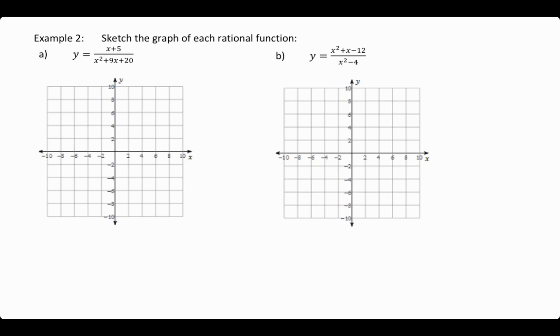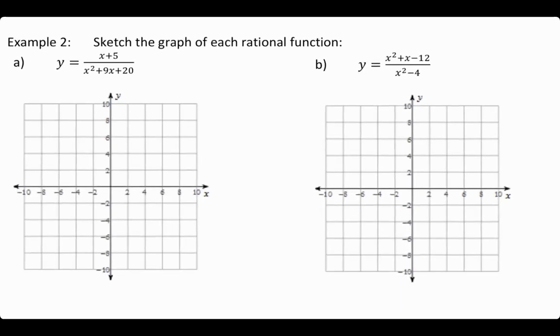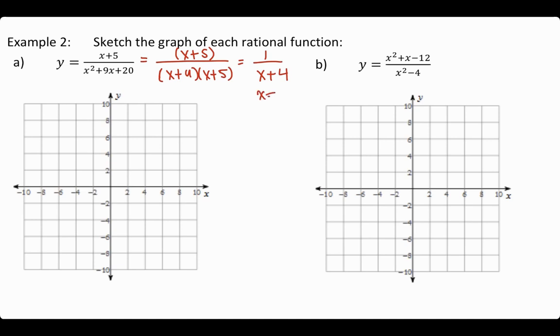Okay, so when I'm looking at this, we want to factor the denominator. I think everyone got that factoring as x plus 4, x plus 5. So then I have x plus 5 that divides off, leaving me with 1 over x plus 4. We all good there? Okay. And then I know that x is not negative 4 or negative 5.